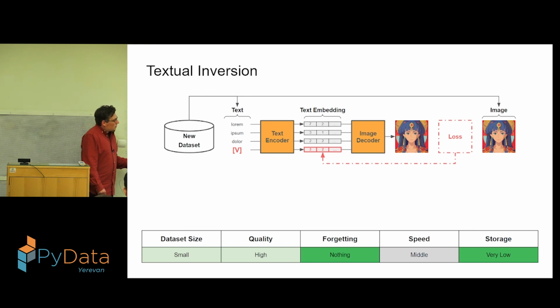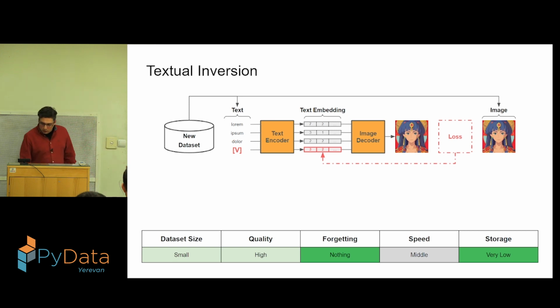And the memory consumption is very low, and in this case is, I think, the lowest one from our presentation today. It can even take several kilobytes. It's a very, very low amount of data to store. This is about textual inversion.